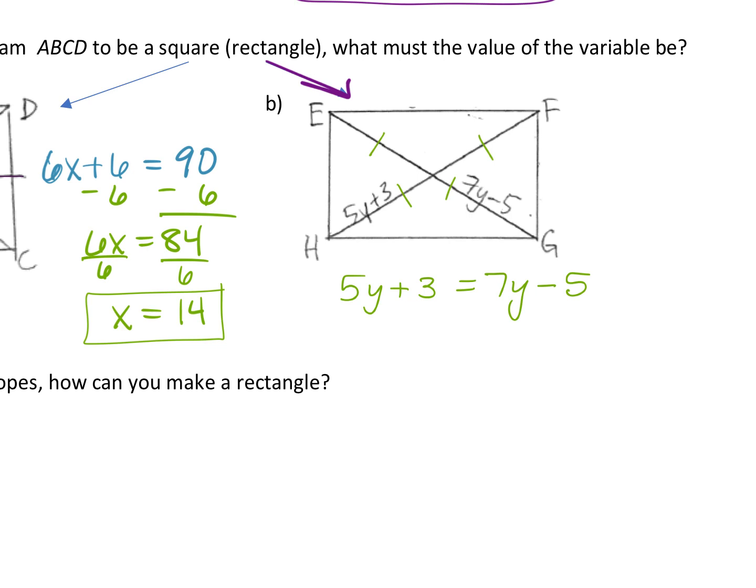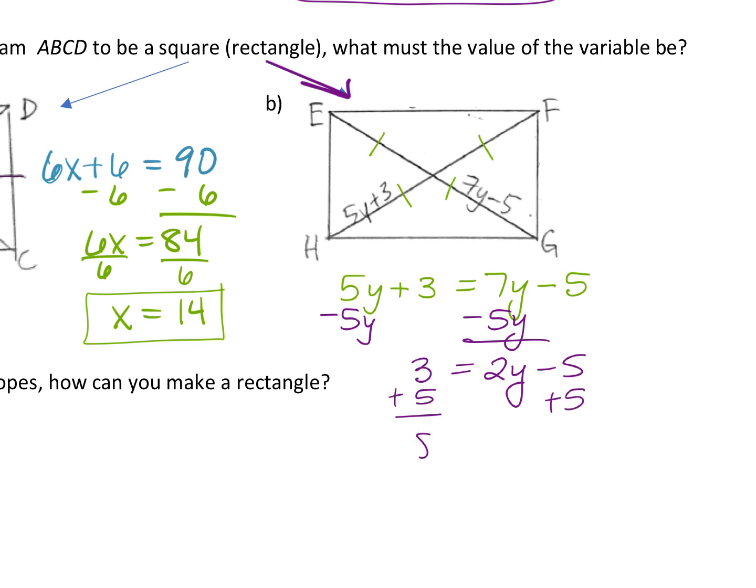How do you solve for y? You could add the 5. I'm going to take away the 5y first. But then, yes, we will add the 5. So you get 2y minus 5 equals 3. Then add the 5. So 8 equals 2y. And then divide by 2. So y would have to be 4. How could you check it?